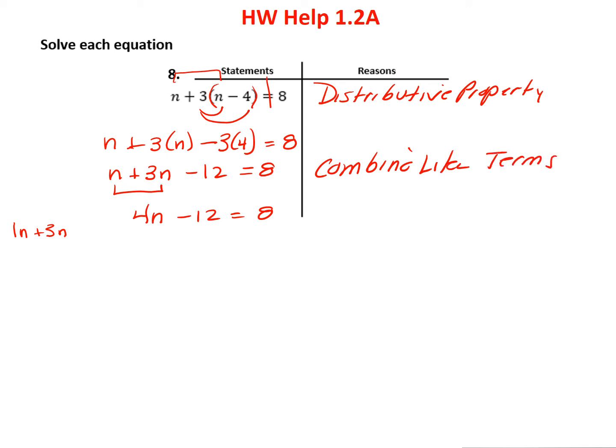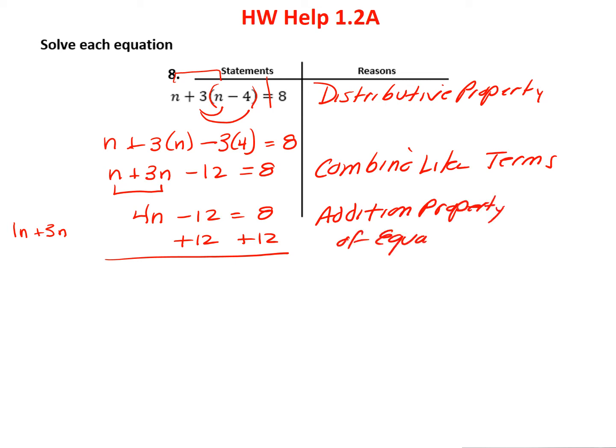Now we have our two-step equation. The variable n is being multiplied by 4, and then we subtract 12. So we undo the addition or subtraction first. So the opposite of subtracting 12 is adding 12. And we have to do that to both sides because that is the addition property of equality. So we have 4n, minus 12 plus 12 is 0, that goes away, equals 8 plus 12 is 20.